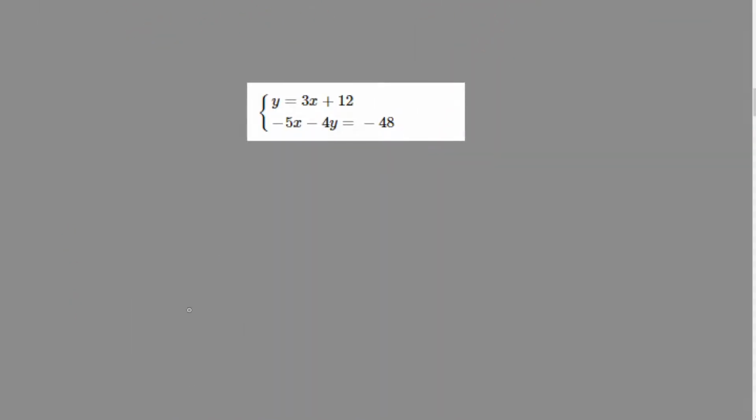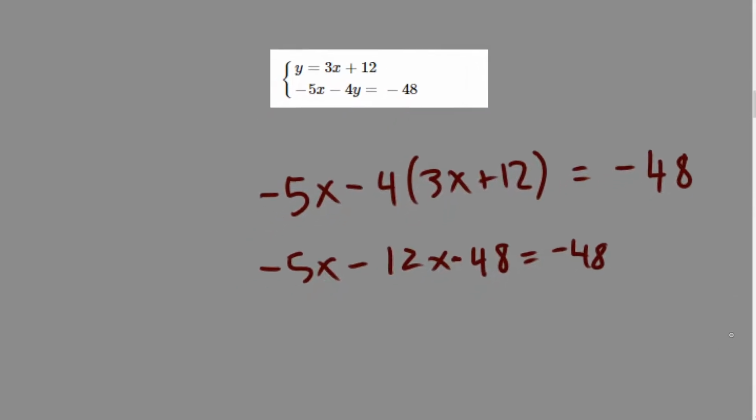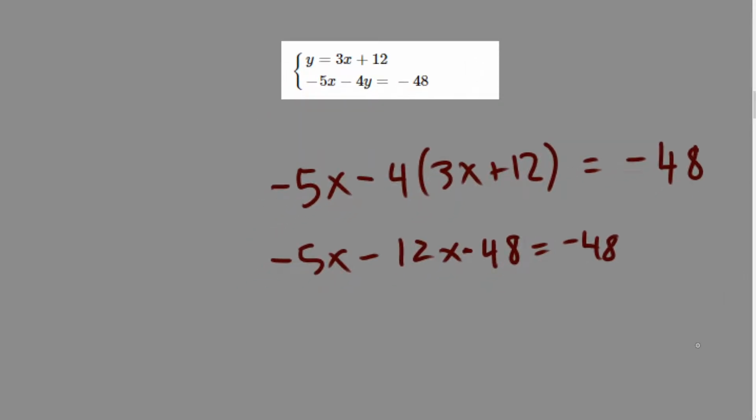This one, we have what y equals, so we'll keep our x. So negative 5x minus 4 times 3x plus 12 is equal to negative 48. That will give us negative 5x minus 12x minus 48 equals negative 48. And this was supposed to be minus. Hold on. I think, yes. So now we have negative 5 minus 12, which is going to give us negative 17x.